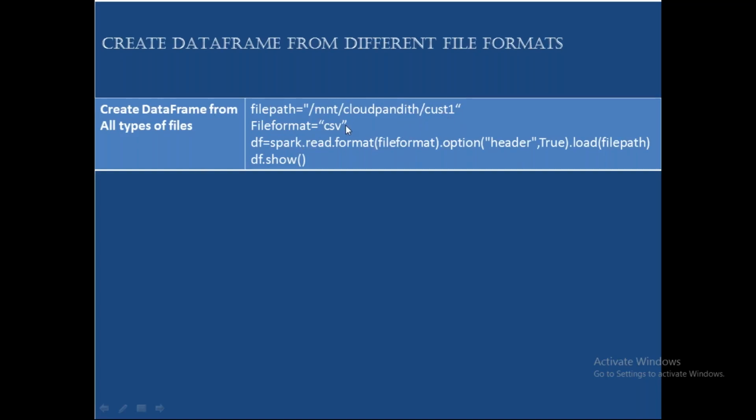File format equal to CSV. Now, I have a CSV file, and in which location this particular file is available, this is the location, let's say. Then you need to say spark dot read dot format.